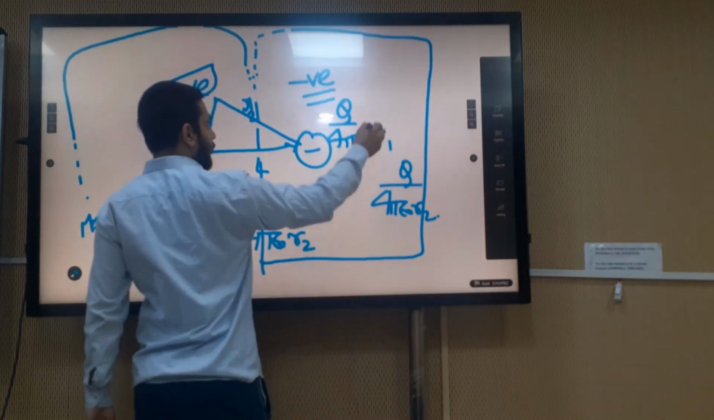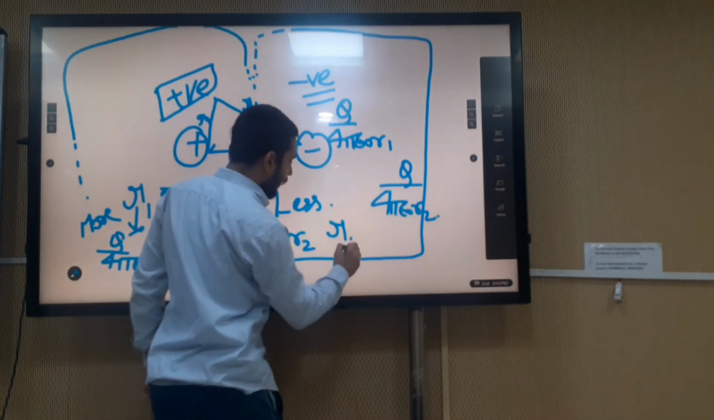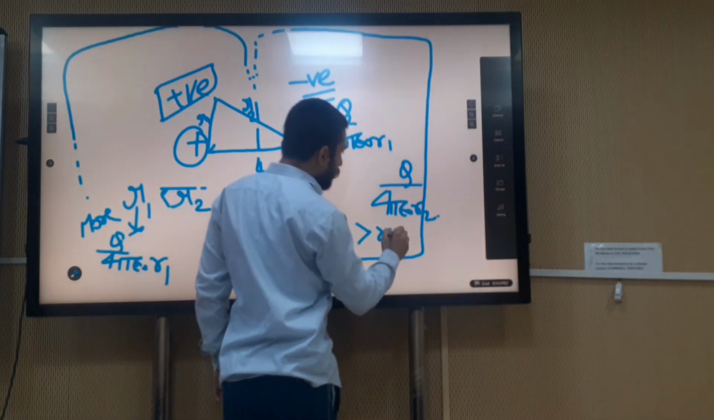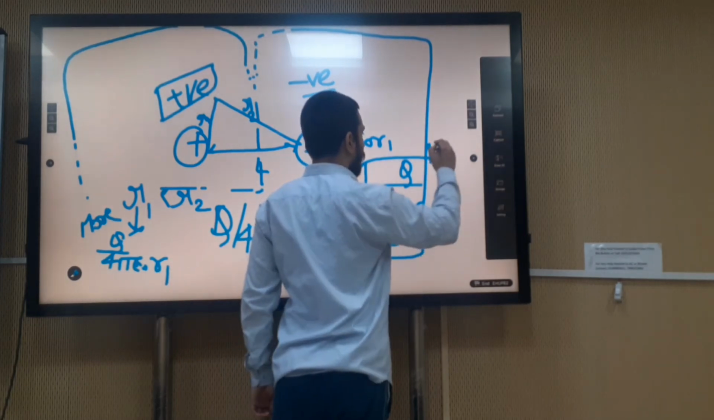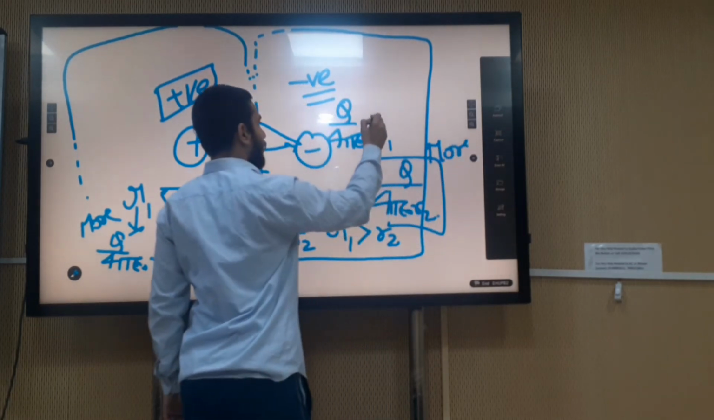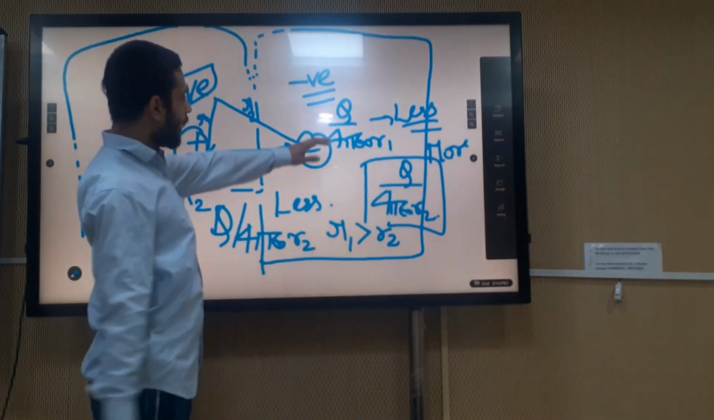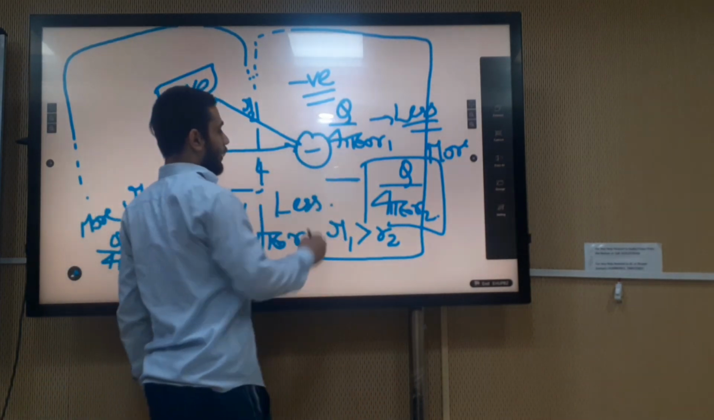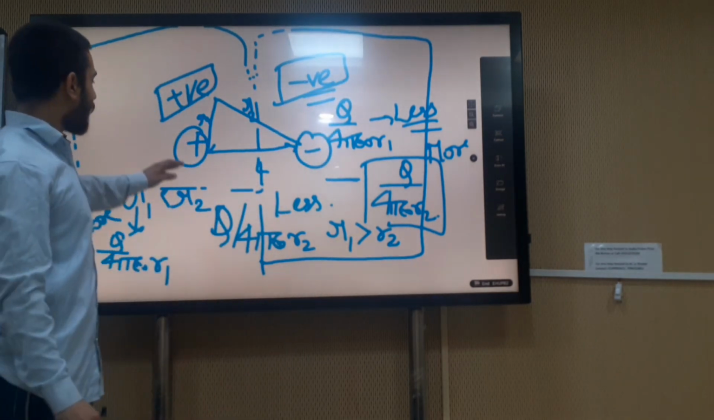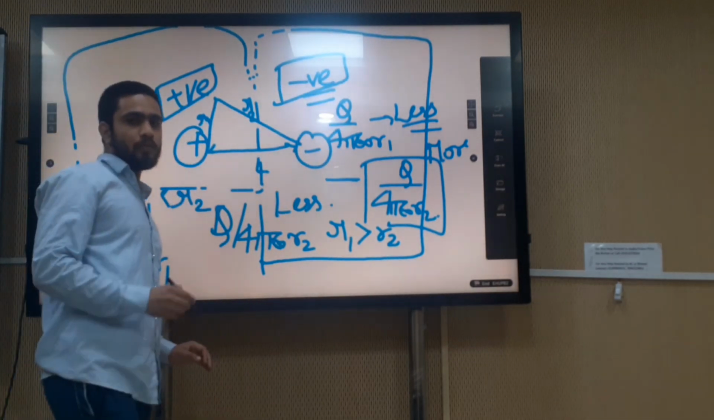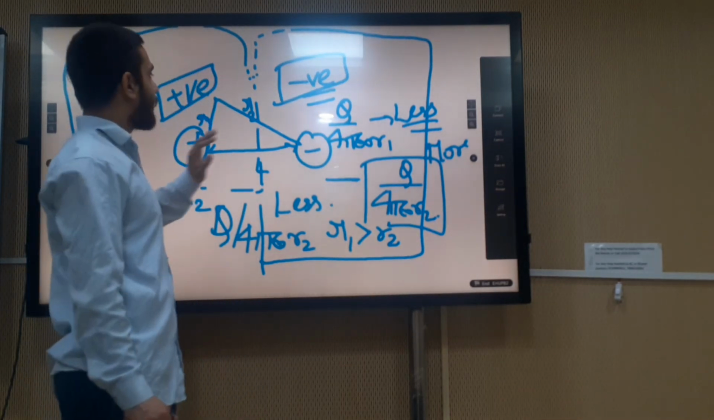Since this small R1 is now greater than R2, this R2 is smaller, so this quantity will be more and this quantity will be less. Since R1 is more, in total this is negative. So in total the sign of the electric potential will be negative. This is how we can see what the values of electric potential are at different points in a plane in an electric dipole.